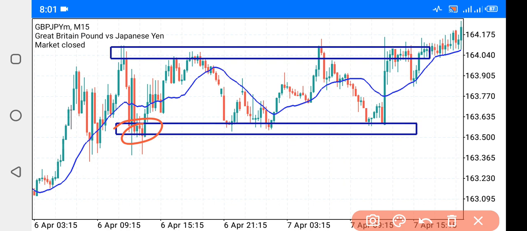Resistance, resistance. The third time, we just wait for a candlestick that will confirm. As you can see, I saw a bullish engulfing candle right here that made me enter this trade right here. So that's how to trade support and resistance.